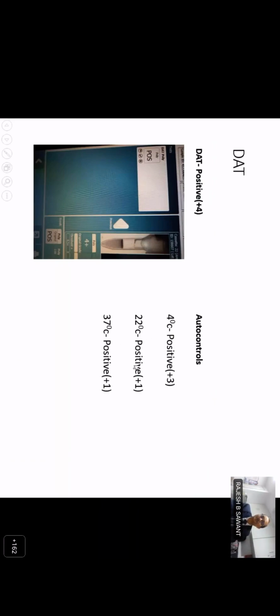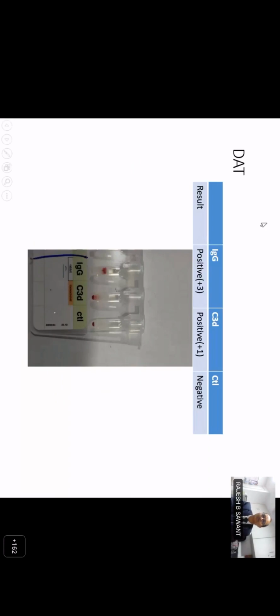Now, what would you like to comment, one of you, on the auto control results? It is positive across different temperatures, but more strength is shown at 4 degrees Celsius. Right. So the cold component seems to be stronger. Whereas the room temperature reacting antibody and the 37 degrees Celsius reaction is weaker. Okay. So since the DAT was positive with your initial test, you do further testing with anti-IgG and anti-C3d reagent, right? So what is it showing? The IgG component is 3+ and the C3d component is 1+. Correct. So that is both IgG as well as C3d. IgG is definitely a warm component, whereas C3d is complement activation, right?